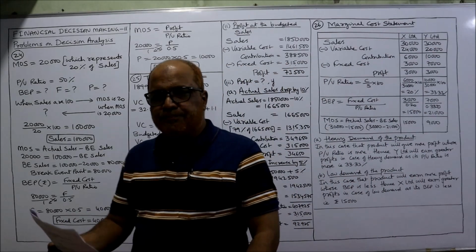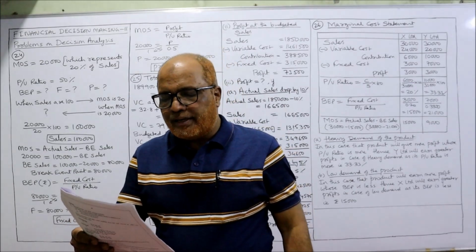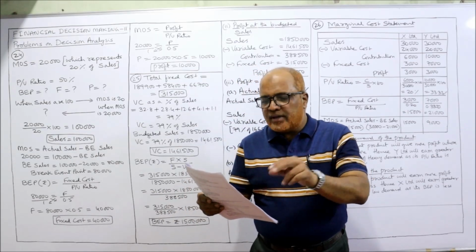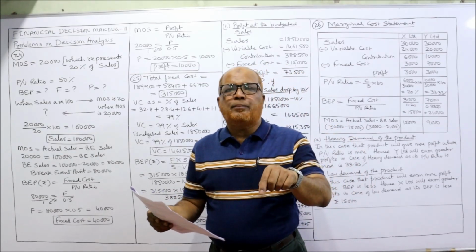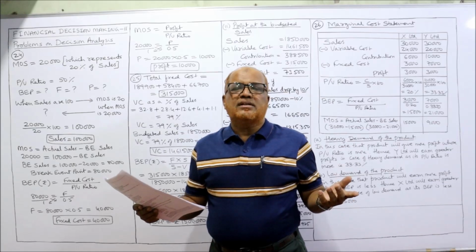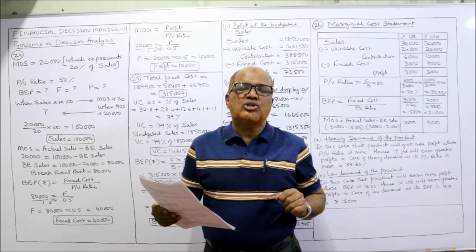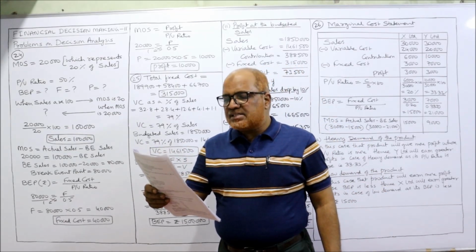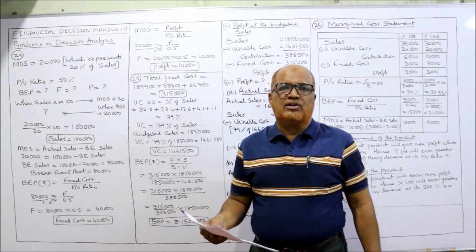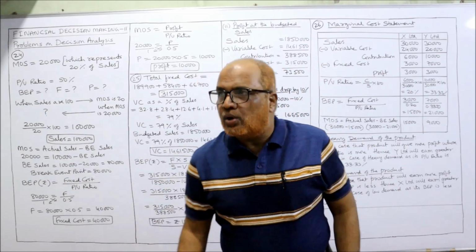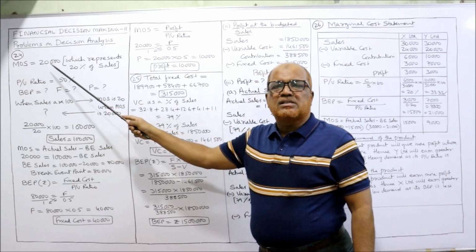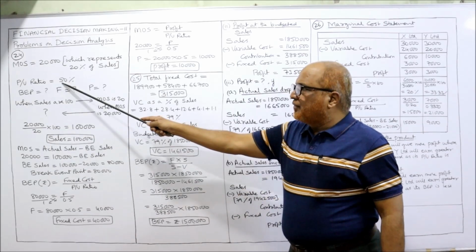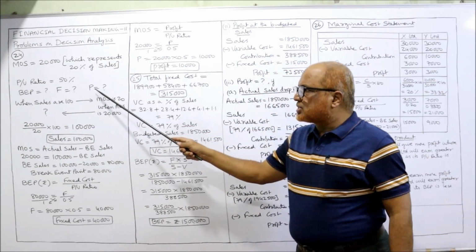Now, 24th problem. Given margin of safety 20,000, which represents 20% of sales. We don't know how much the sales are, so by using this relationship we can find out the sales. And PV ratio 50%. Find out break-even sales, fixed cost, and profit. Easy, simple problem. MOS is given as 20,000, which represents 20% of sales. PV ratio is 50%. We have to find out BEP, fixed cost and profit.